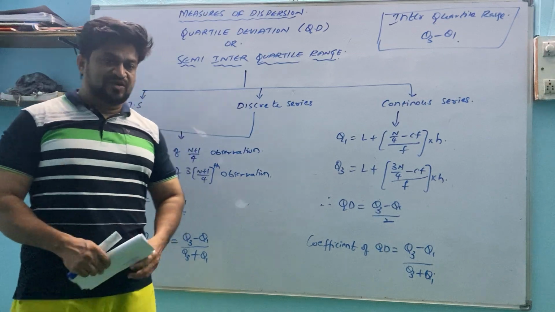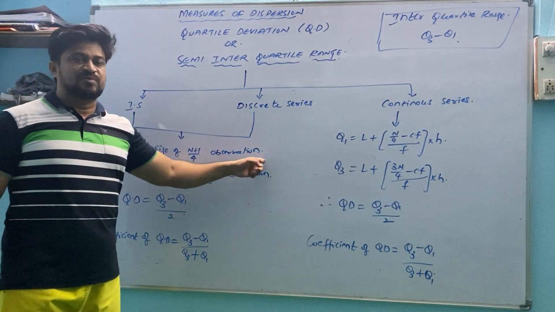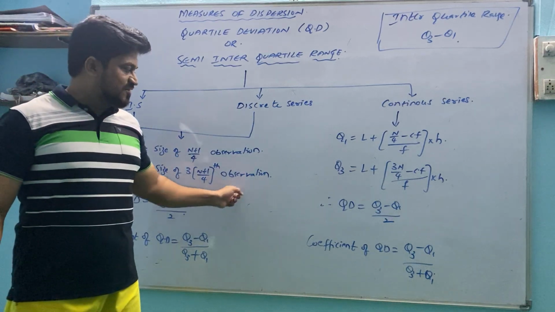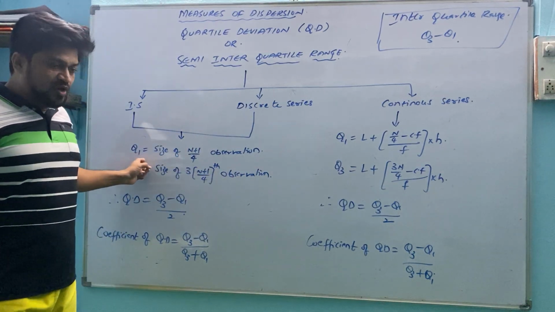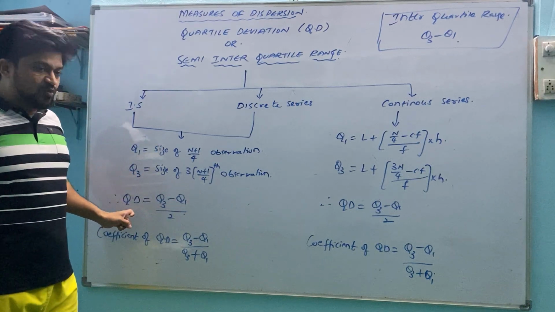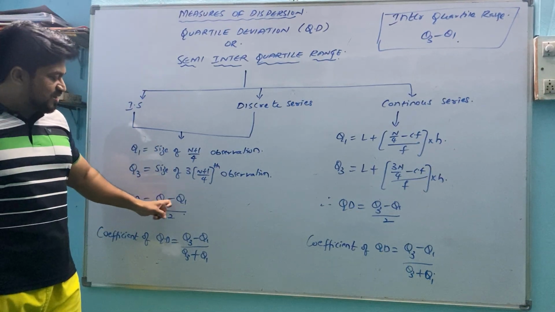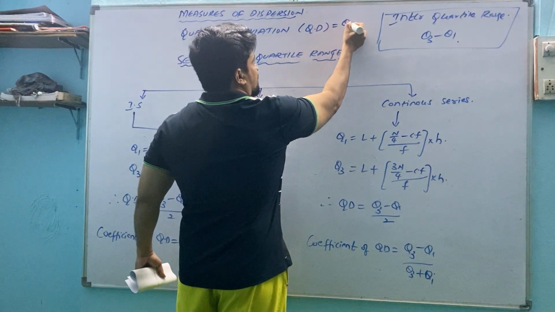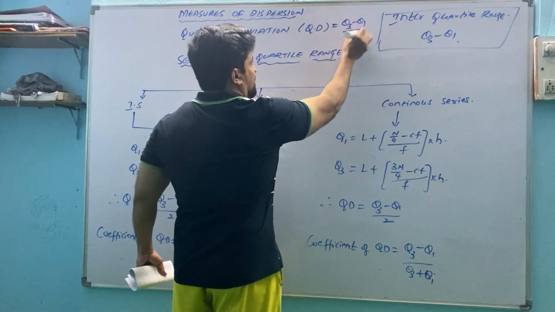How to find Q1 of individual series? Size of n plus 1 by 4 observation. For Q3, size of 3 into n plus 1 by 4 observation. After finding lower quartile and upper quartile, Q1 and Q3, we'll find quartile deviation. Quartile deviation is Q3 minus Q1 by 2. This is the formula.